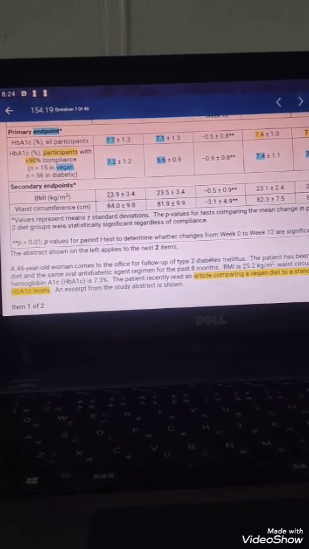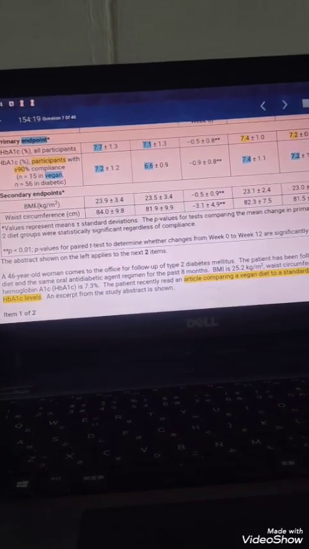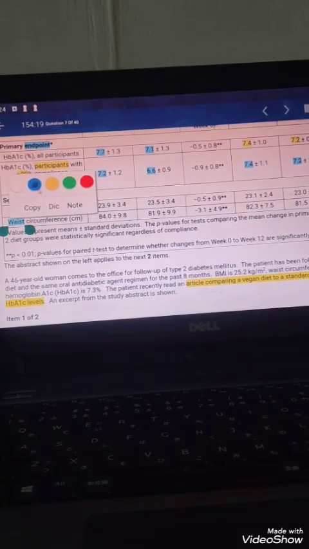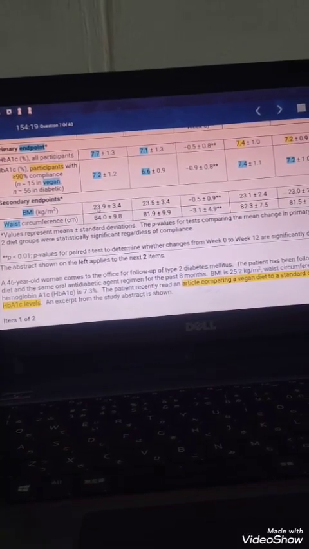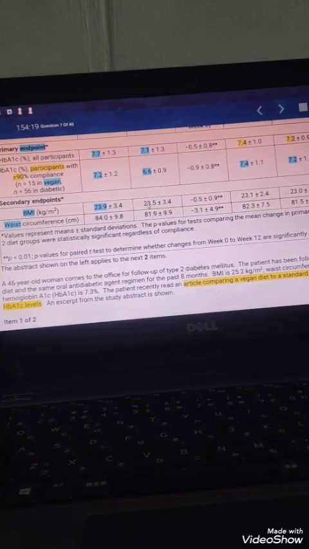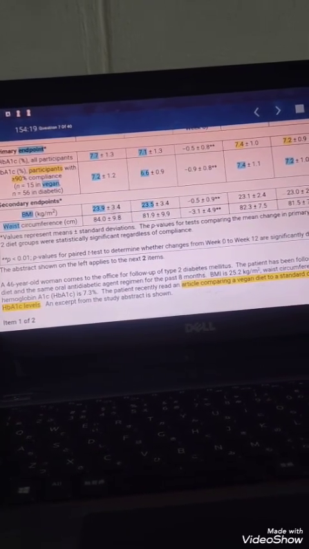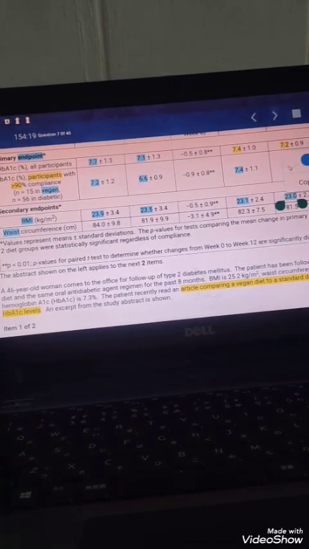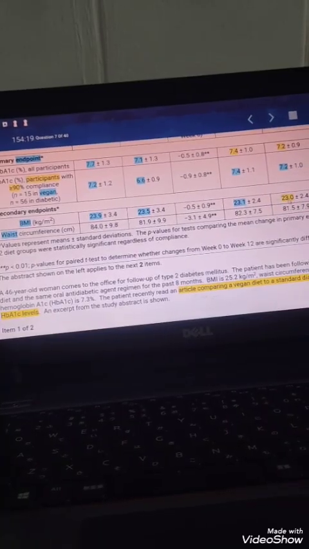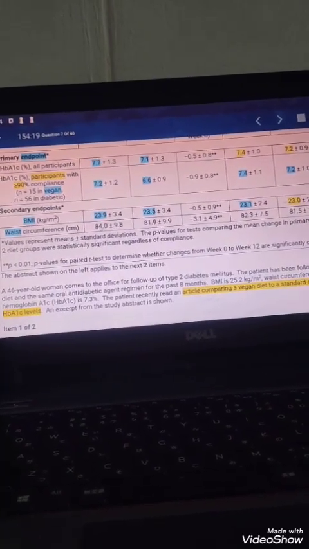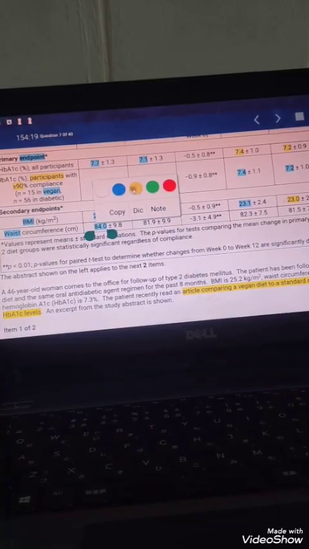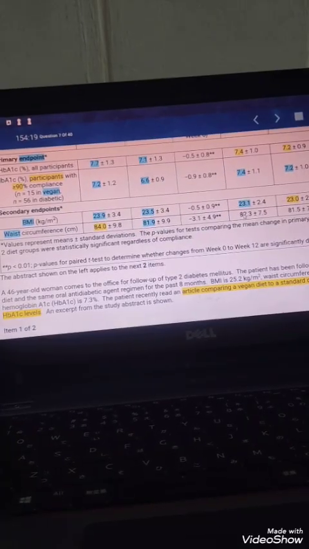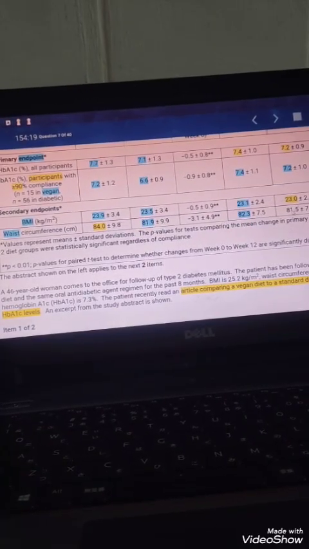Now in the secondary endpoints: in the primary endpoint we checked the HbA1c, and in the secondary endpoints we check the BMI and waist circumference, measured at 0 weeks and 12 weeks. For BMI, at 0 weeks it was 23.9 and after 12 weeks it was 23.5, so it got reduced by 0.4. But in the standardized diet it was 23.1 to 23, a 0.1 difference. For waist circumference, it was 84 centimeters, then 81, almost a 2.1 centimeter difference, and with the standardized diet 82.3 to 81.5.